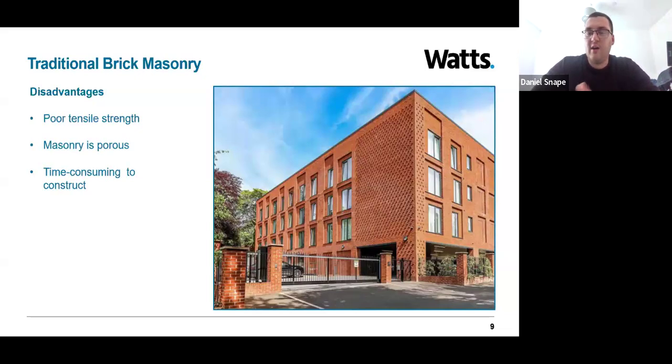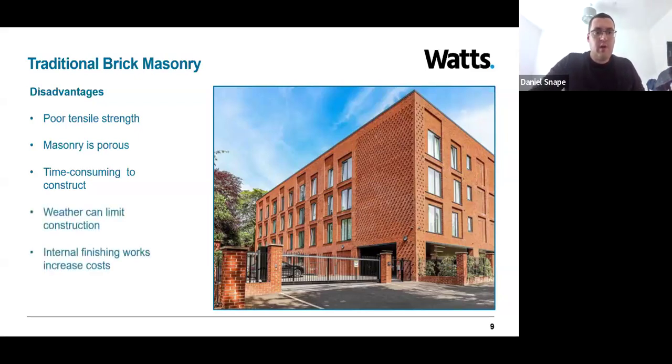Adding to that, there is a disadvantage that weather can often prohibit the construction of masonry. So poor weather can limit construction, further adding to increased time on site during the construction period. Internal finishing works are also something that's typically required with brick, and is something that can quite often be overlooked in construction. Other forms of construction and facades may include an internal lining from factory. However, brick typically requires an internal layer of plaster or decoration to complete, again adding to construction costs.